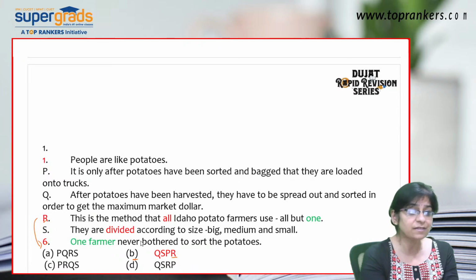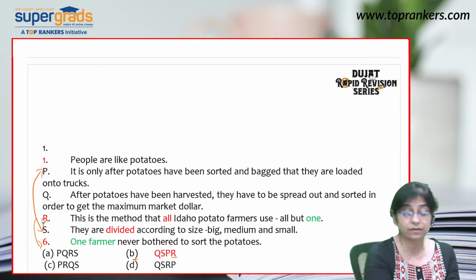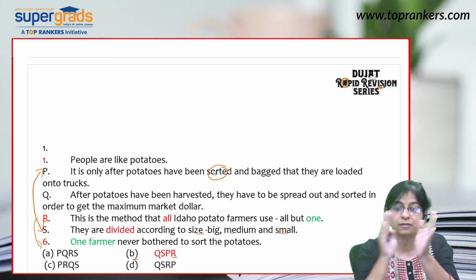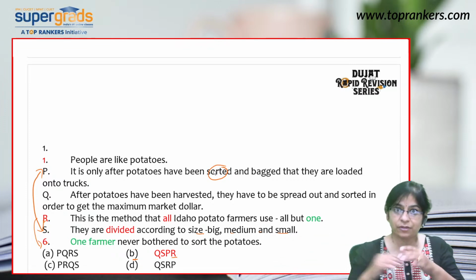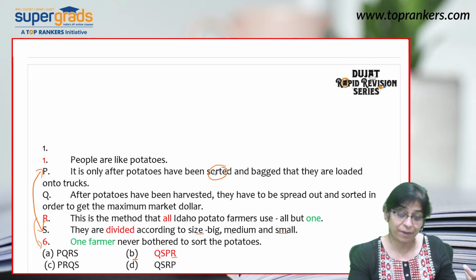And there was another reason. S and P also look like mandatory pairs. See how they are divided according to size, big, medium, and small, and after they have been sorted. Now, how did they sort it? Maybe they put bigger ones here, smaller ones here, middle size here. So that is how they sorted it. So S and P look mandatory paired, and R and 6 look mandatory paired.